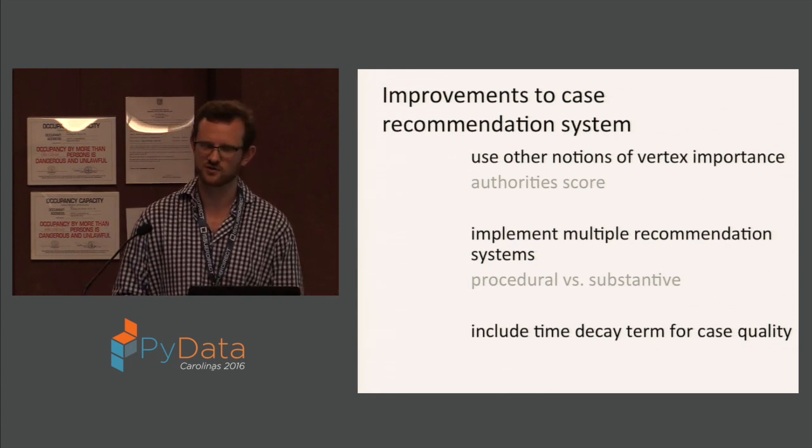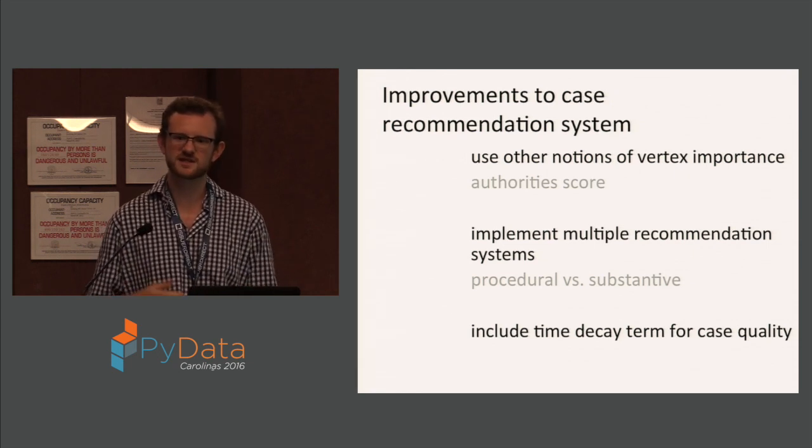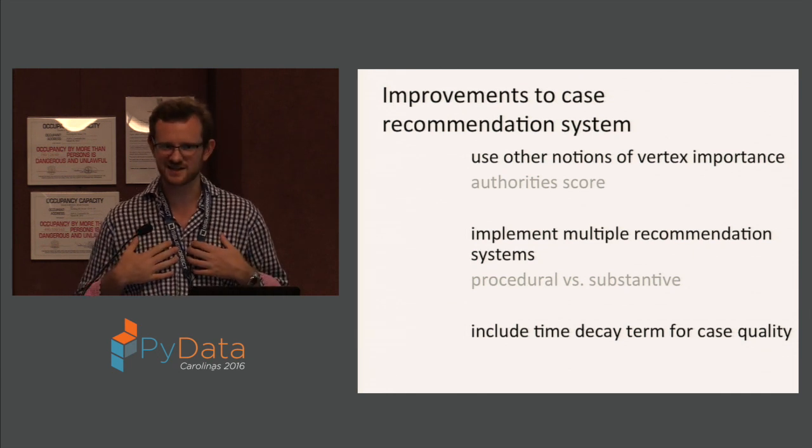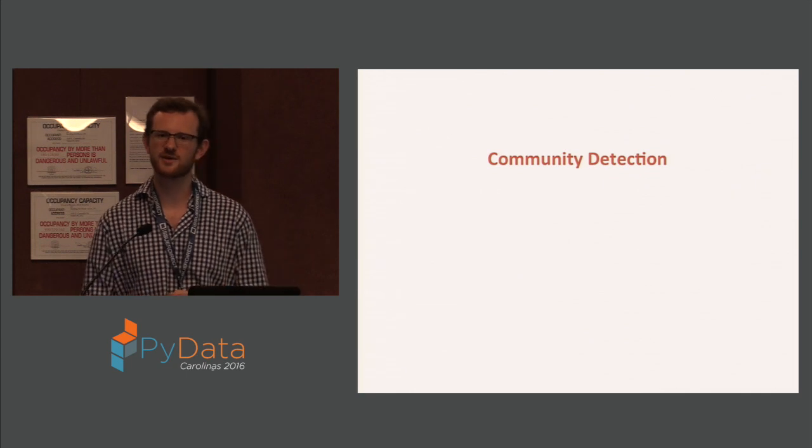So that's actually something we're actively thinking about. How do we take time into account? The answer is probably going to be some kind of statistical modeling. And as a stats PhD, that makes me very happy. So now I'll talk a little bit about community detection.